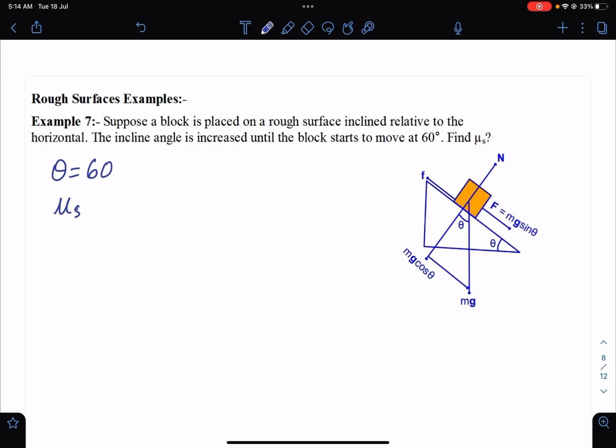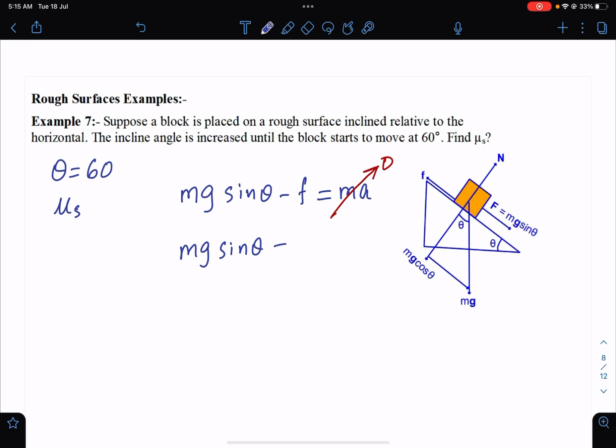And now here we have the driving force, which is mg sine theta. mg sine theta minus F equals ma, where a is 0 in this case, because it just starts to move, which means with constant velocity. And we're going to get mg sine theta being equal to F.